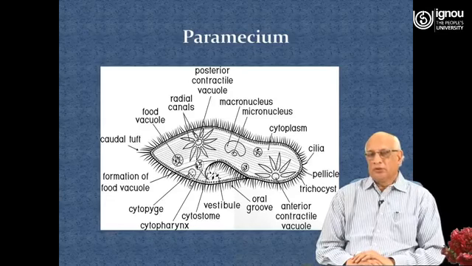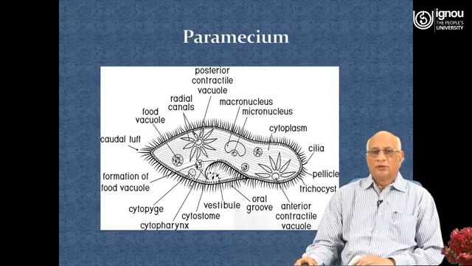One more very important point in paramecium: there are two types of strain present. Those which have the kappa particle are known as plus strain, and the others are known as minus strain. So two types of paramecia, plus strain and minus strain, are present. In general, this is the structure of the paramecium.